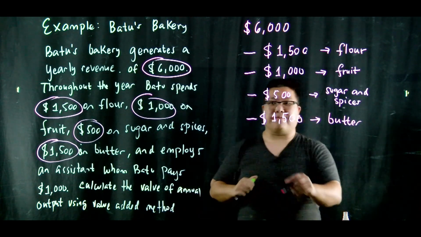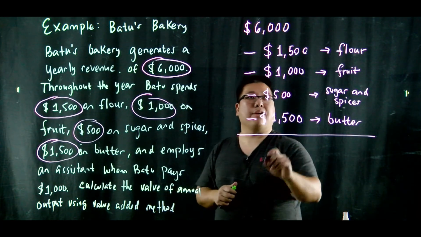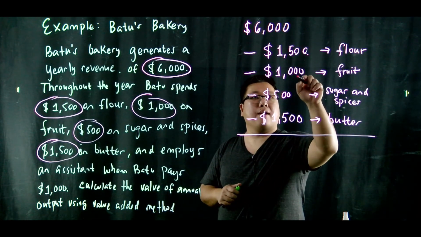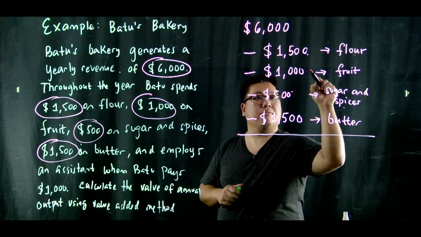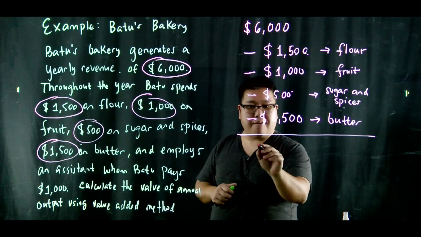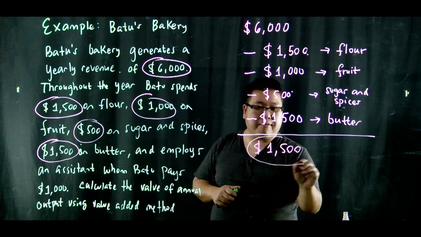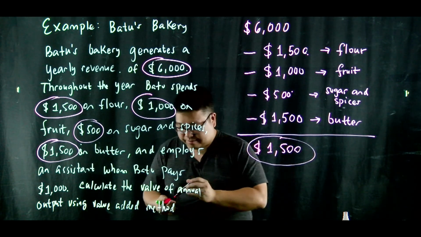So what's left is 1,500, because after subtracting 4,500, you have 1,500 left. So this, my friends, is the value added.